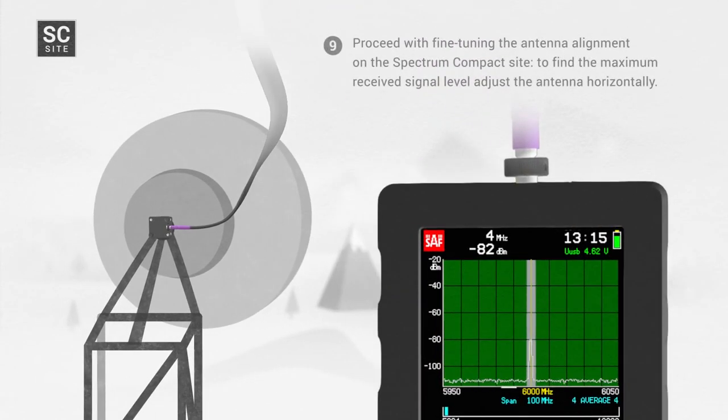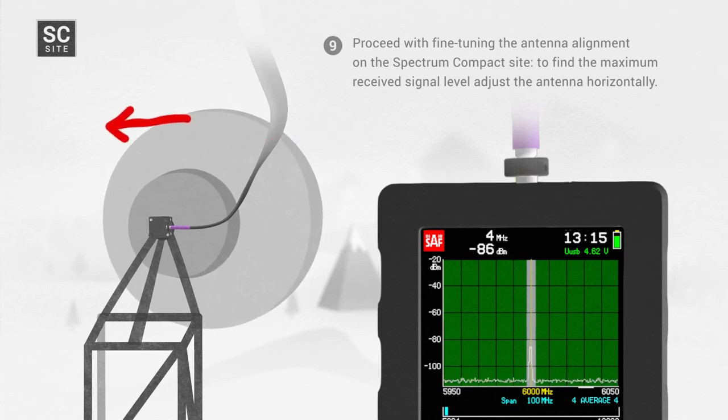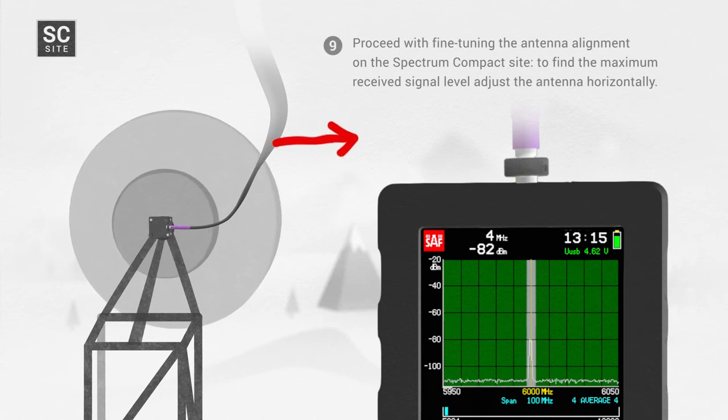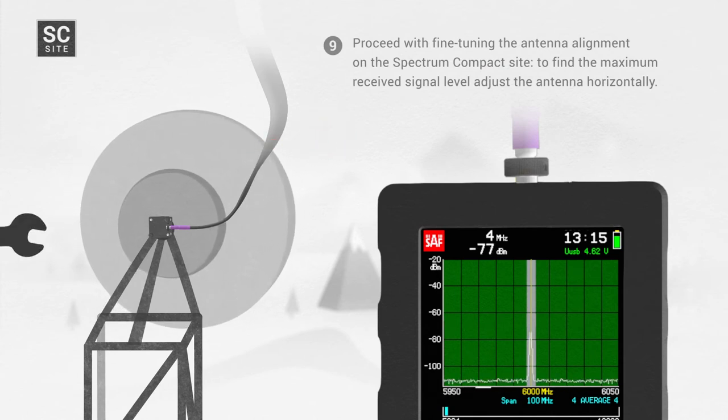9. Proceed with fine-tuning the antenna alignment on the Spectrum Compact site. To find the maximum received signal level, adjust the antenna horizontally. Once the maximum signal is found, fix the antenna in that position.